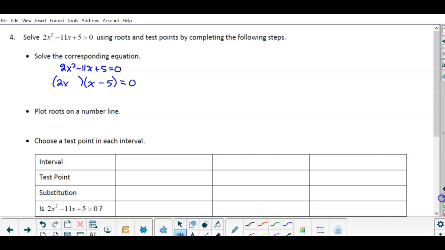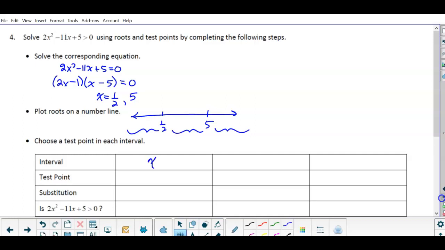So minus 5 minus 1, so x equals 1/2 and positive 5. Plot the roots on a number line, okay? So 1/2 and 5. Choose a test point in each interval, okay? So what are the intervals? Well, these solutions divide the line into 3 intervals.